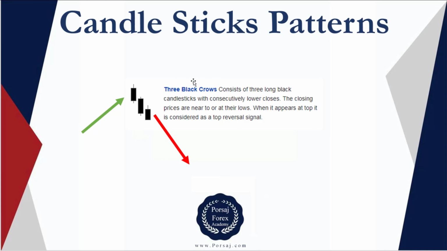The three black crows is a bearish reversal candlestick pattern that provides insights into potential trend changes. It's a pattern that consists of three consecutive long and bearish, red or black, candlesticks. This pattern is part of Japanese candlestick charting techniques used in technical analysis.